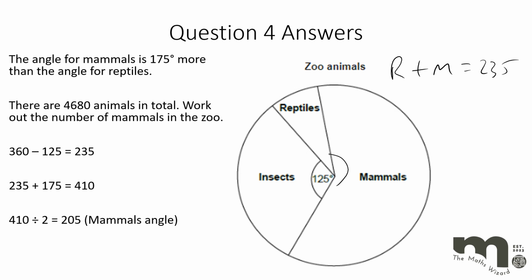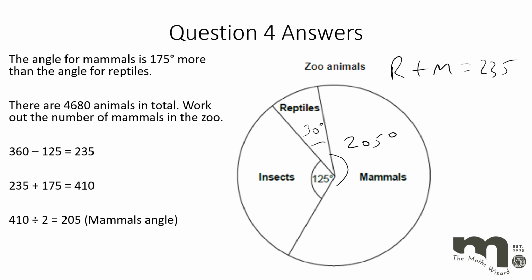Okay, so now we know that this angle is 205 degrees. That will be useful later on. We don't actually really need to know the reptiles one, but if you wanted to figure it out, you could take that away from 235. So that's 30, and we can see that the difference between those two numbers is 175, so that's an indication that we've done that correctly.